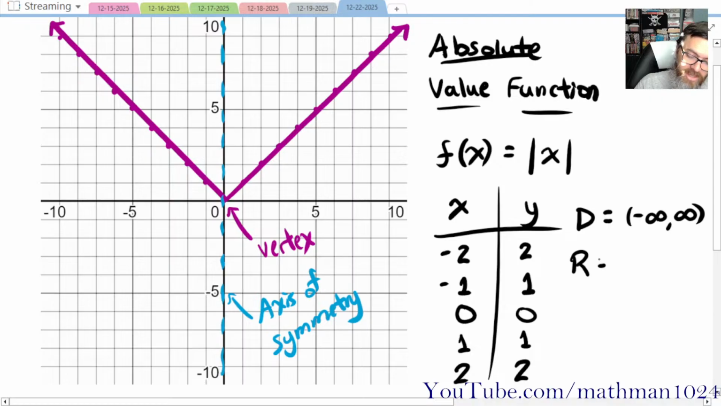The range is going to be very similar to the parabola. The lowest the graph gets is that y value is 0, but then it just goes up. So including 0, so bracket on 0 to infinity.